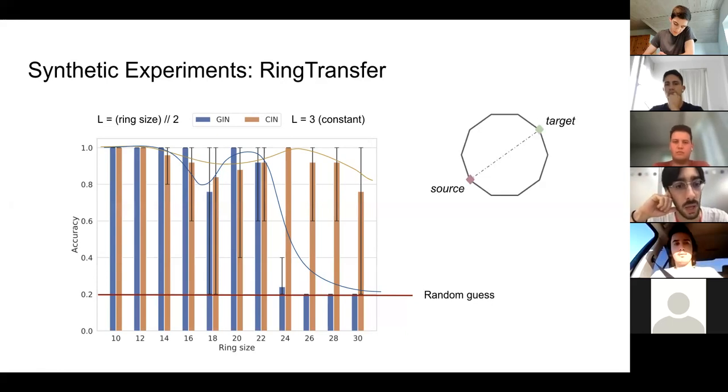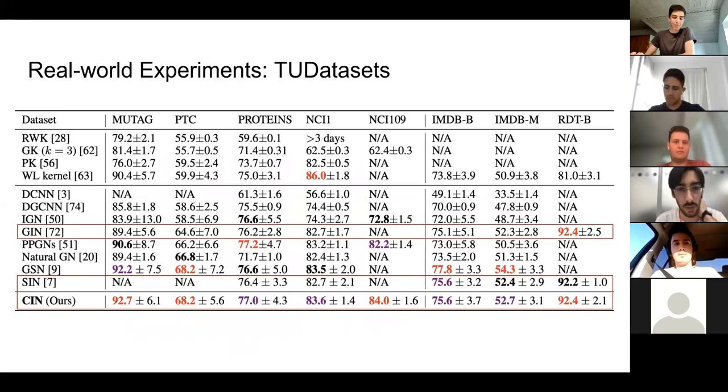And in this case, well, up to rings of size 22, we are able to more or less solve the task. But from 24 onwards, basically we are not able to optimize, to train the model to solve this task anymore. So the performance gets to the random guess again. And this verifies the fact that in principle, the network might be able to solve this task with such a large amount of layers, but in practice, this is not going to happen. Okay, let's get to real world examples.